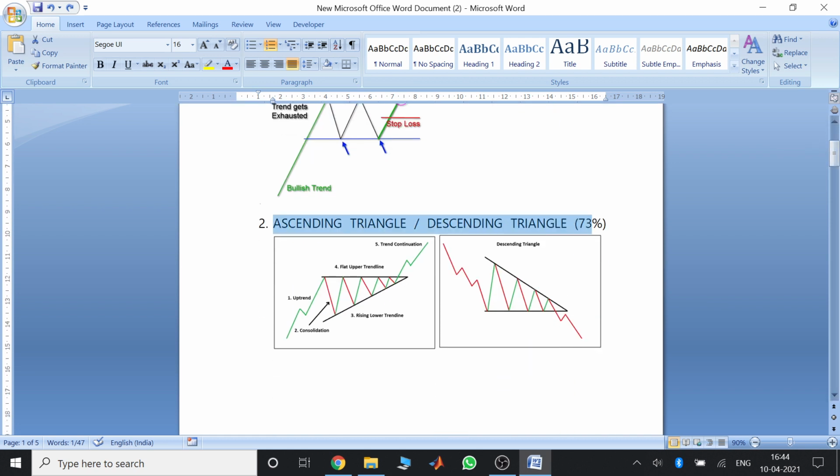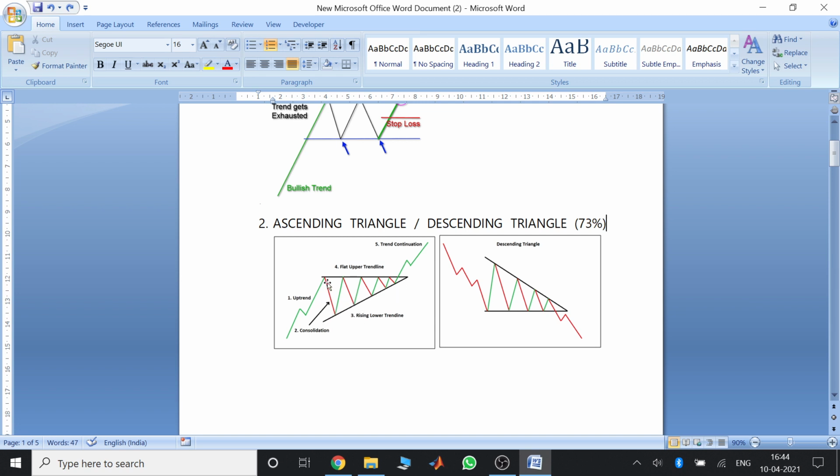Now ascending triangle with a 73% success rate, you can see as seen in the picture, price is initially in an uptrend, and then it consolidates and the range becomes smaller and smaller. So the highs which are formed are equal, but then the lows are forming higher lows. So each low is higher than the previous one.